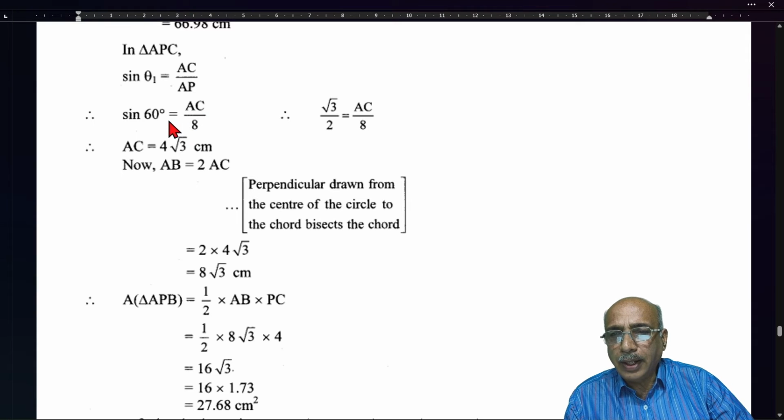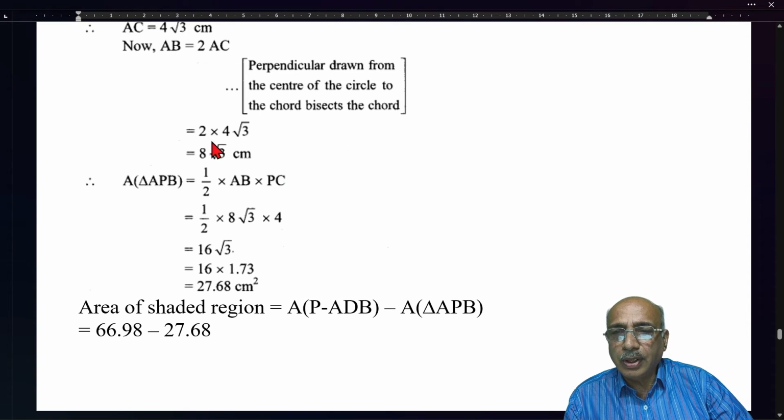AP is given 8. So sin 60 equals AC upon 8. Root 3 by 2 equals AC upon 8. Therefore, AC equals 4 root 3 centimeter. Now, AB equals twice AC. A perpendicular drawn from the center of the circle to the chord bisects the given chord. So this equals 2 into AC, value 4 root 3, equals 8 root 3.